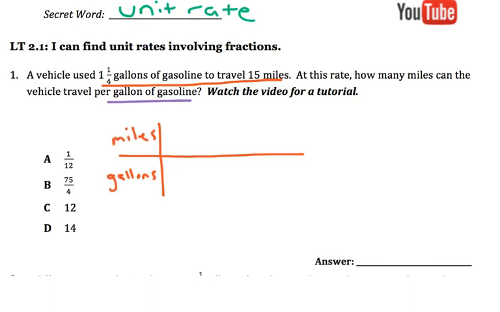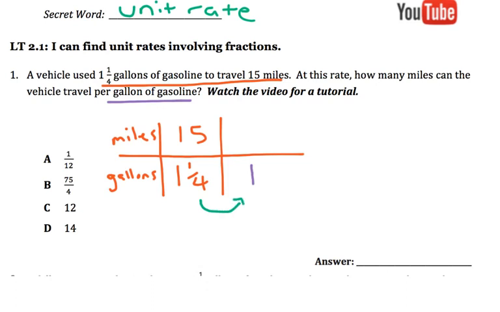So the problem's giving me the units gallons and miles, so I'm going to start off with those, and then I'm going to write 15 for the miles in 1 1/4 gallons. And then the problem is saying how many miles can the vehicle travel per gallon, like per 1 gallon. So that's what we're looking for. And then any strategy you want to use to get to 1 gallon is sort of up to you. I'm going to show two that you could have used.